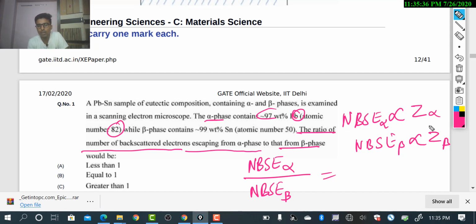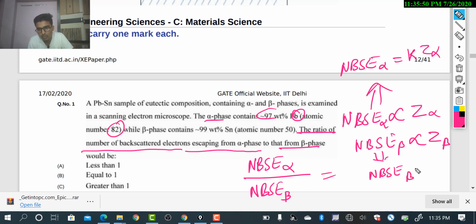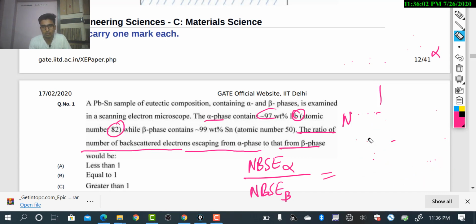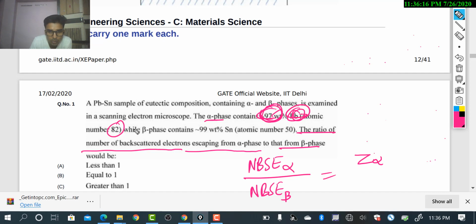So if you remove this proportionality sign, it will be some constant k times Z alpha, and if you remove the proportionality sign here also, it will be some constant, suppose k times Z beta. So if you divide, this k will be cancelled out. So what we get exactly is: the number of backscattered electrons of alpha will be the atomic number of the element which is measured in alpha phase. That is Pb, and the atomic number is 82.